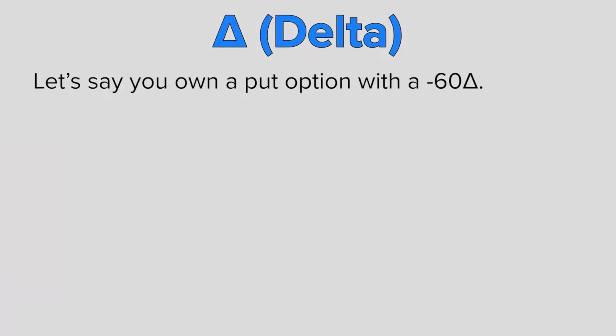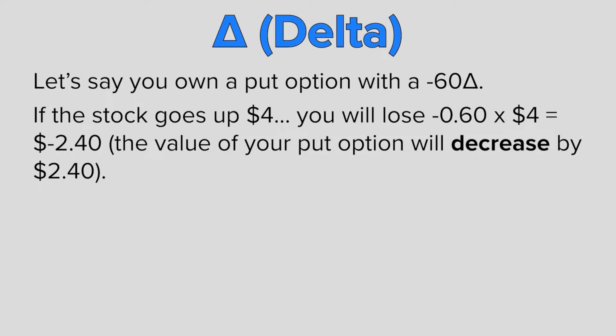Now, put options, same thing. The deltas range from 0 to 100, but put option deltas are negative. And that's because if you own a put option, what does that allow you to do? That allows you the right to sell stock. So if I own a put option, I want to see the stock going down. So let's say I own a put option that has a 60 delta, which is really a negative 60 delta. If the stock goes up by $4, well, that's not a good thing because I have negative delta. I'm going to lose 60 times that move of $4. I'm going to lose $2.40, or the value of my put option is going to decrease by $2.40.